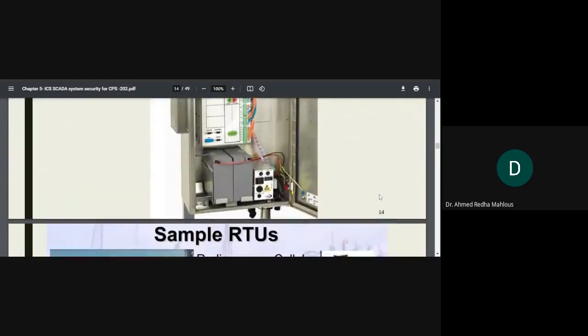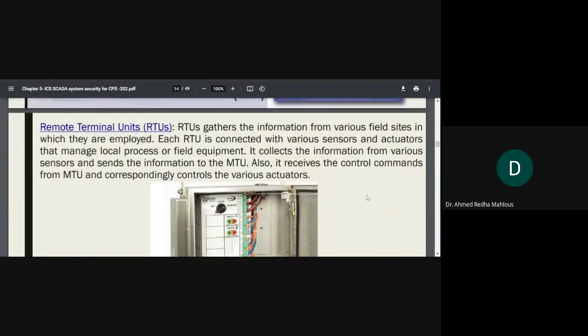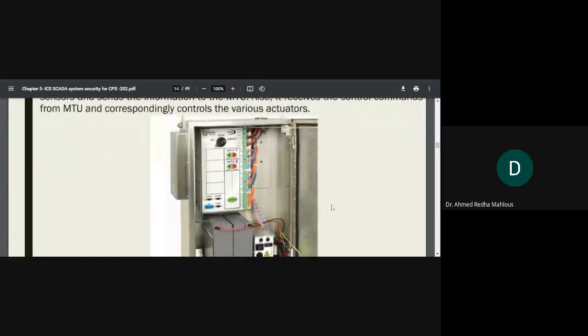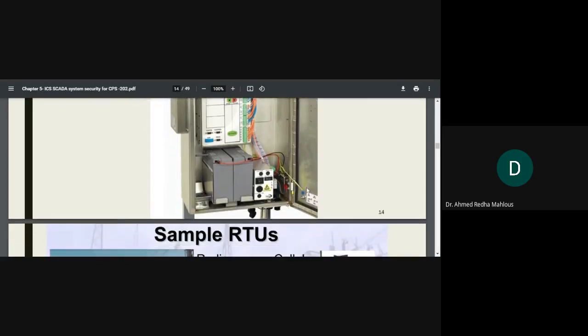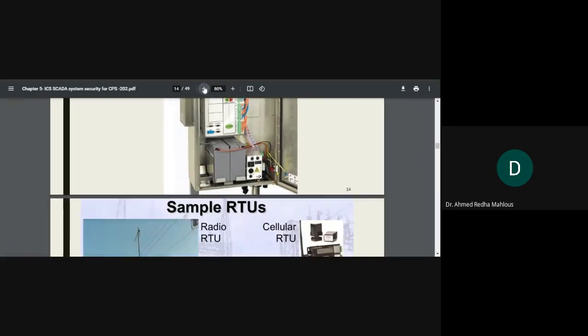In terms of the RTU, or remote terminal unit, we said that it gathers information from different types of, for instance, sensors and actuators on the field, in the environment. That information can be sent to the MTU, where it will get the command that will trigger and control some actuators. This is an example of an RTU.